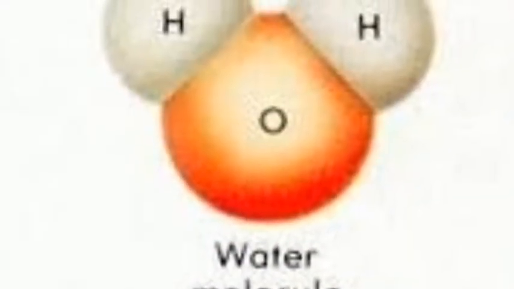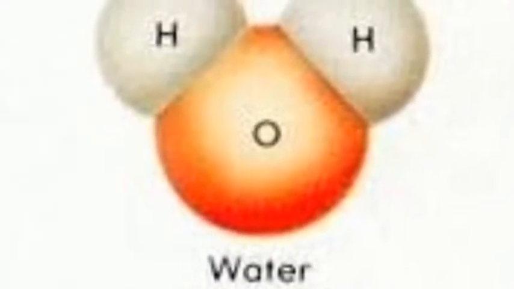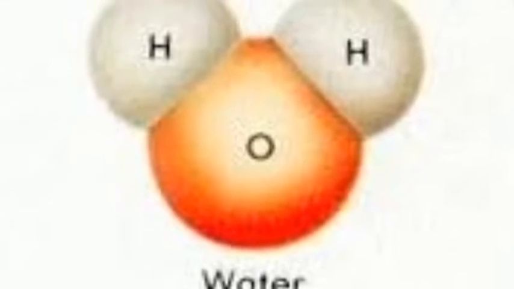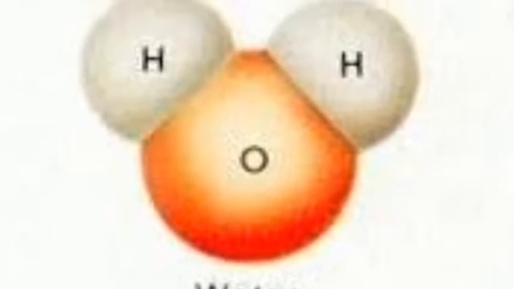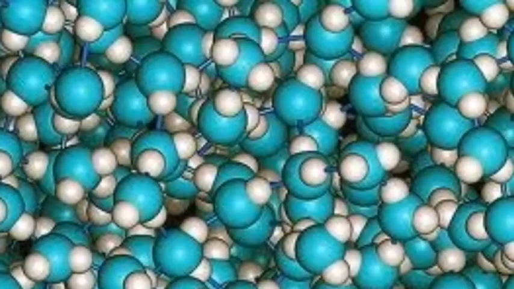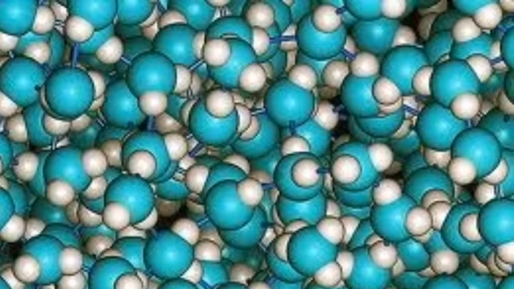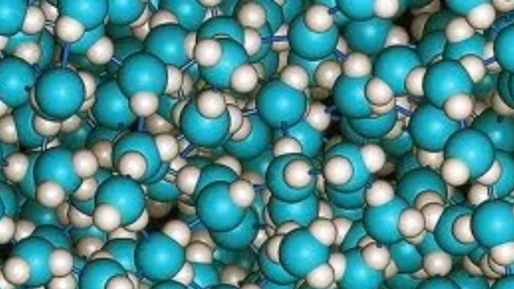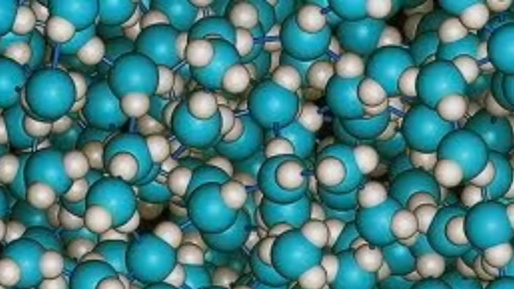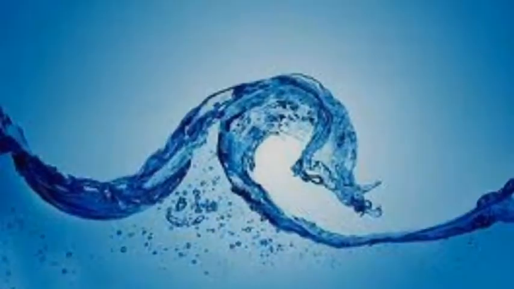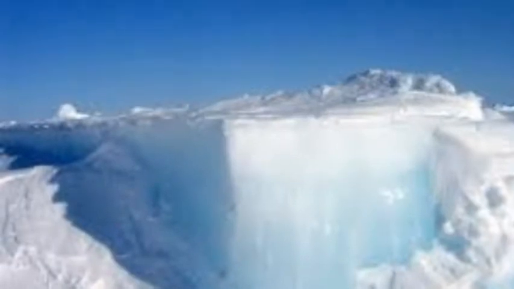Let's start out with the molecular structure. It has one negative charge oxygen and two positive hydrogens covalently bonded. Because of water's polarity, all molecules attract to each other through hydrogen bonds. It is also the only substance that occurs in all three forms of matter.